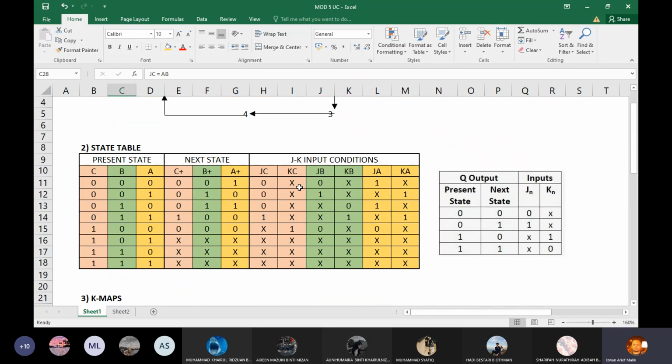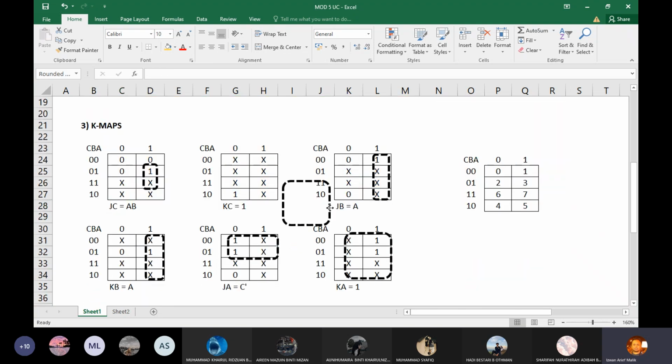Okay, and then KC: don't care, 1, don't care. So don't care, 1, don't care. Ikut susunan ni 0, 1, 2, 3, 4, 5, 6, 7. So tak ada kosong, ada satu dan the rest is don't care. So you boleh grupkan semua. When you group all of the variables yang ada dekat dalam adjacent cells ni, it becomes 1.